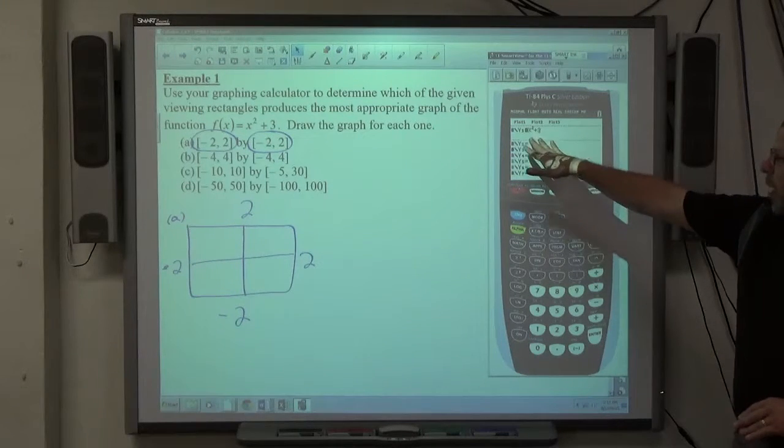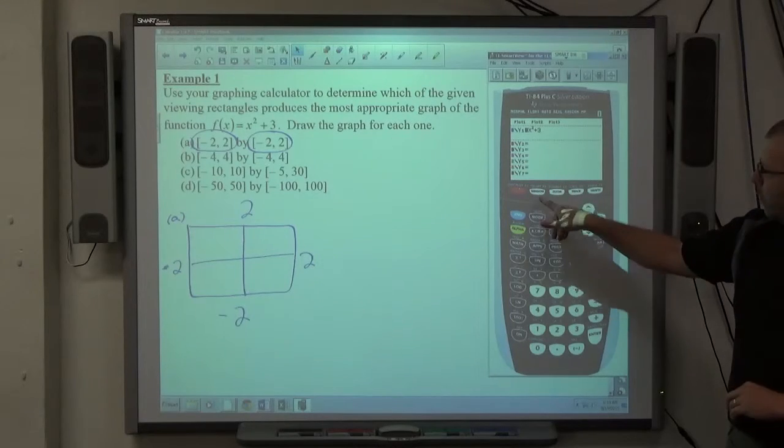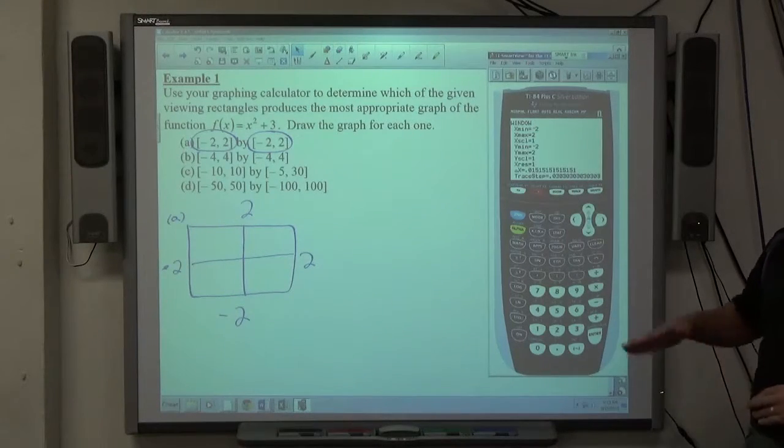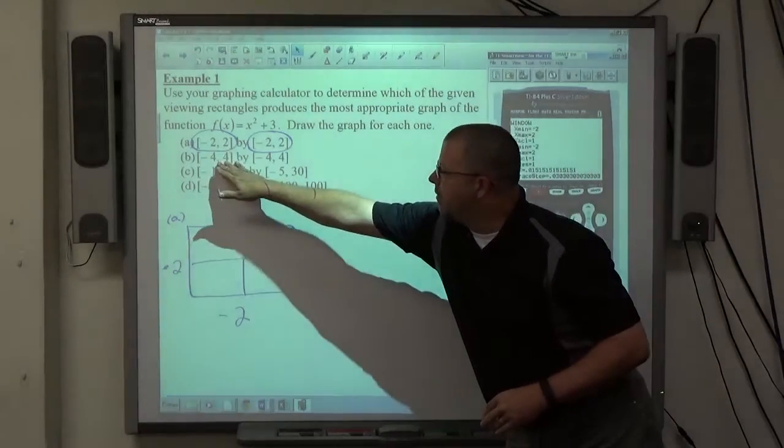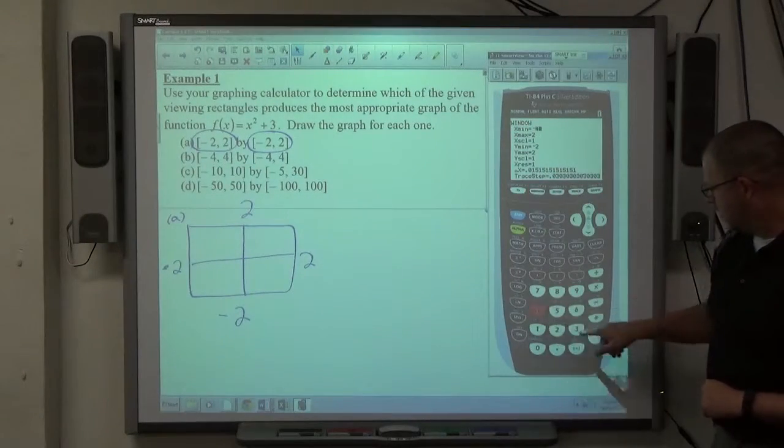Okay, I'm going to keep y equals exactly the same because we're going to keep on graphing x squared plus 3. What I'm changing is the window, so I go back to my window, and now I want to do part B. We're going from negative 4 to 4 on x, negative 4 to 4 on y, so I do that right here.